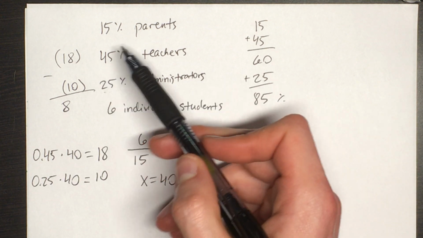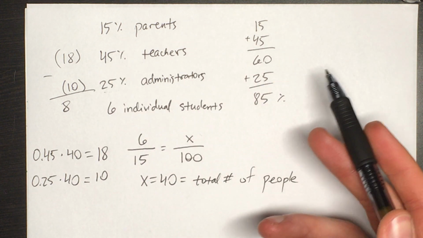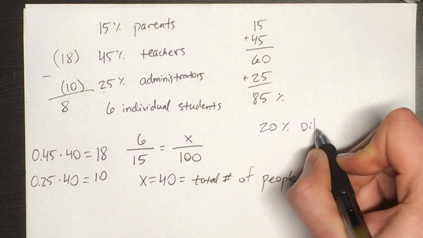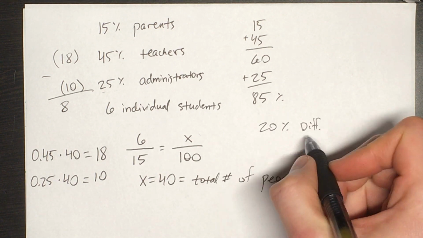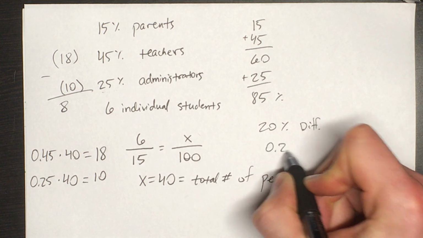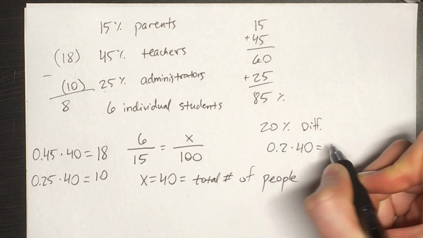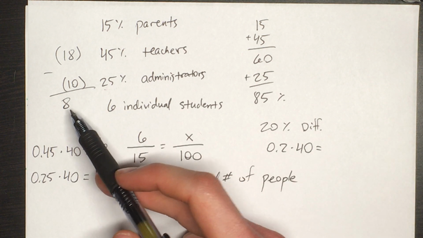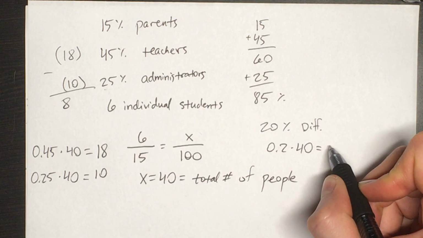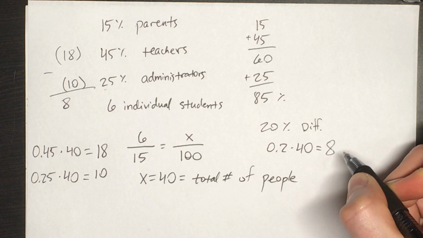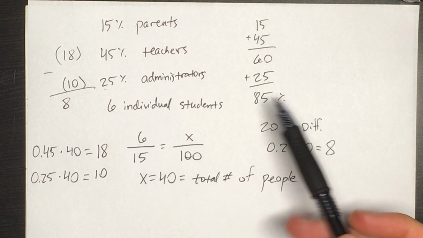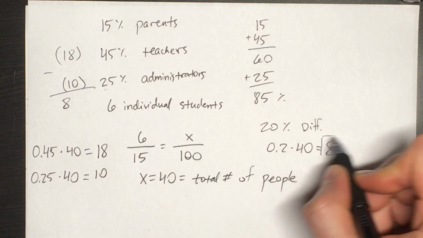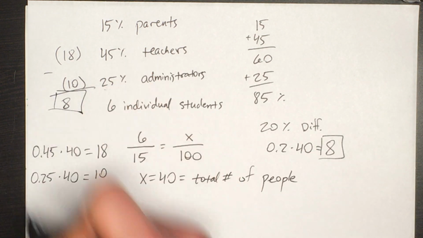However, you could also do it like 45% minus 25%, that's a difference of 20%. And how many people difference is that? Well, it's 0.2 times 40, which is, of course, the same thing that we got here. So that's 8. Did that in the calculator also, just to be sure. So 8 is our answer. We have 8 more teachers than administrators. Either way you do it is totally fine.